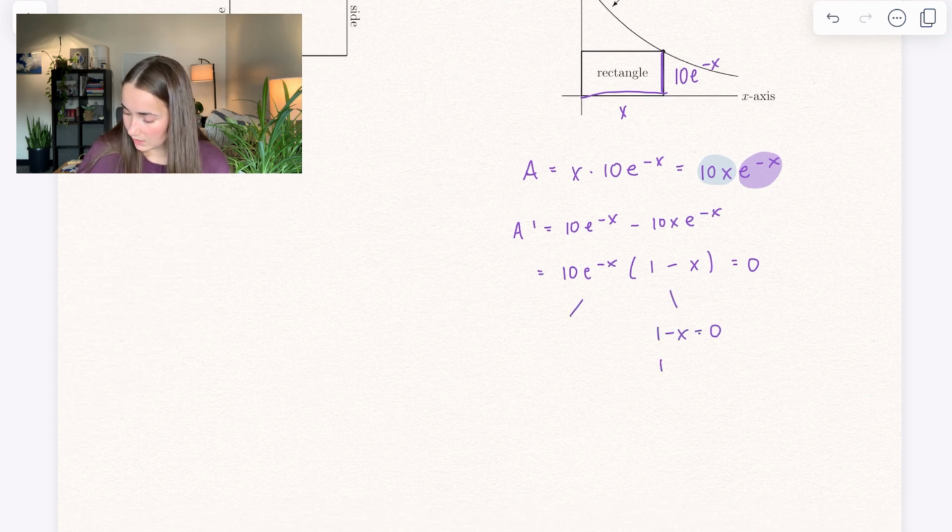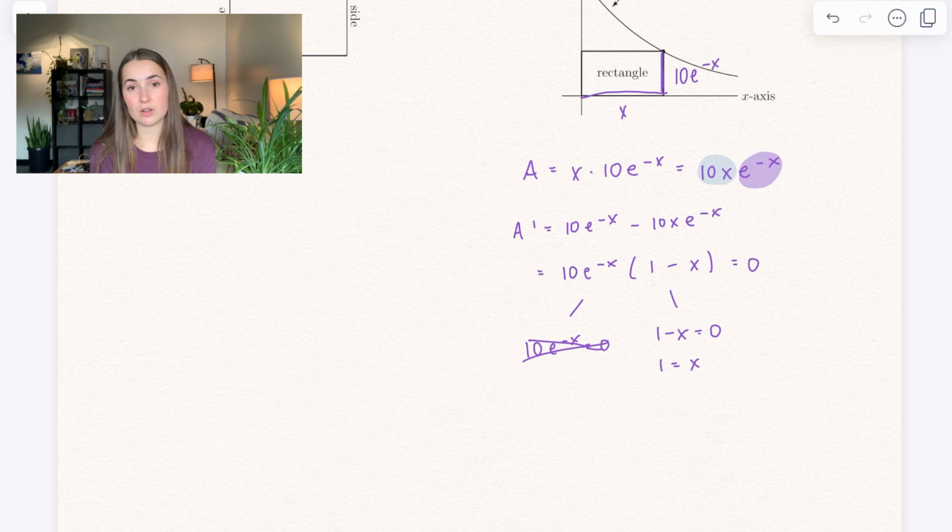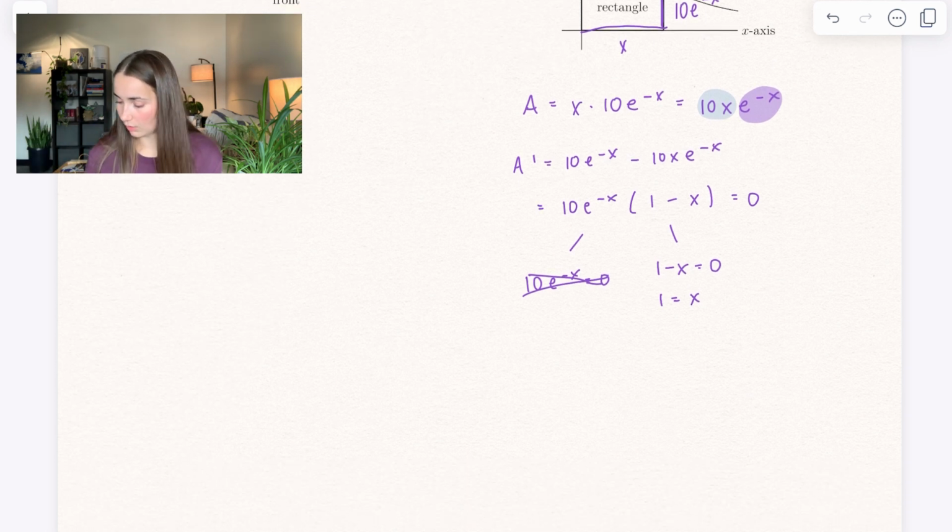So first I get 1 is equal to x. And then over here I get 10 to the negative x is equal to 0. This is not going to ever give us a critical value because e to the negative x will never equal 0. So that means we only have one critical value. So actually, I think I just decided I want to try the second derivative test on this one.